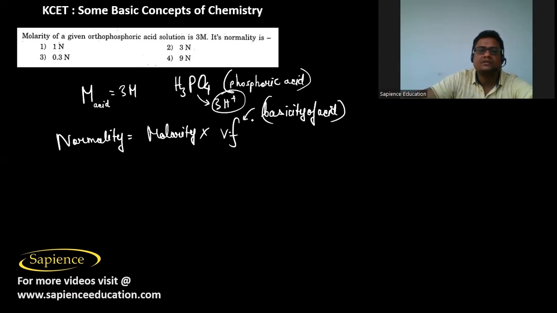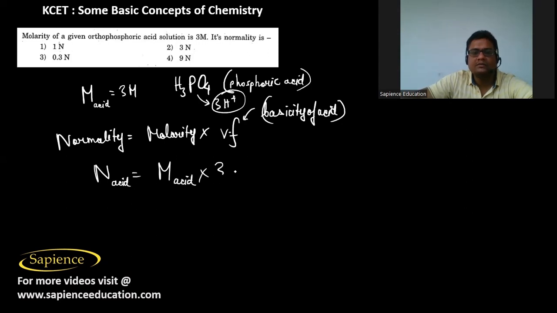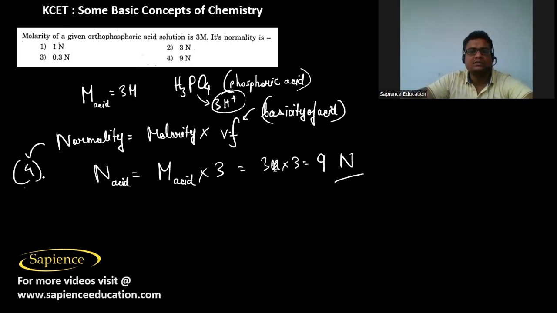So its valency factor is 3. So therefore, the normality of the orthophosphoric acid is the molarity of the orthophosphoric acid into 3. So that will be 3 molar into 3, that is equal to 9 normal. 9 normal is the normality of orthophosphoric acid. So option 4 is the correct answer.